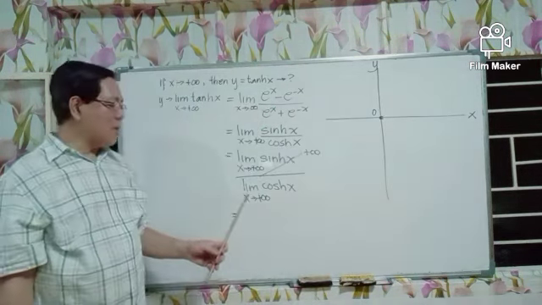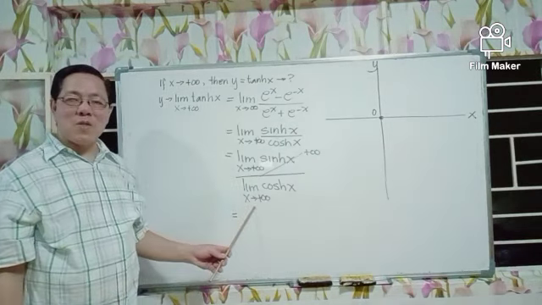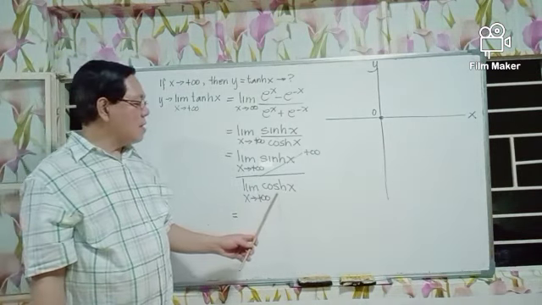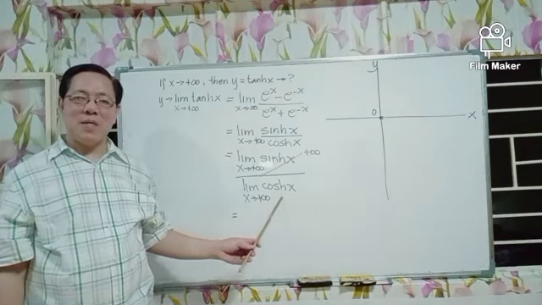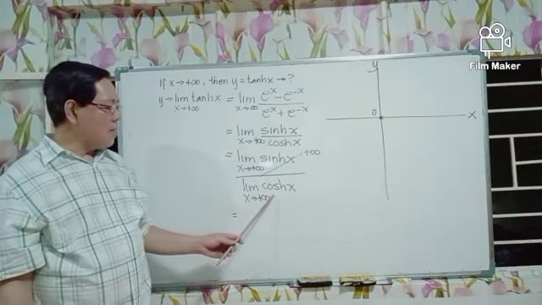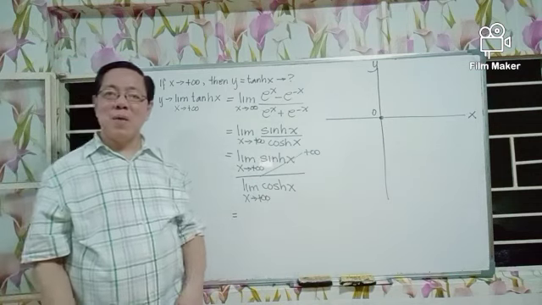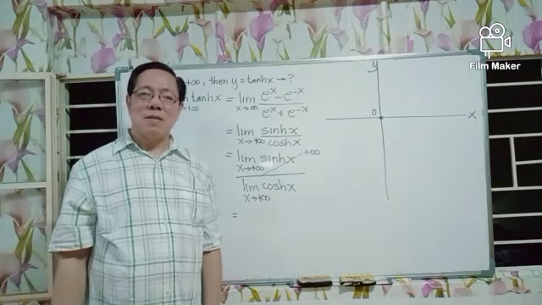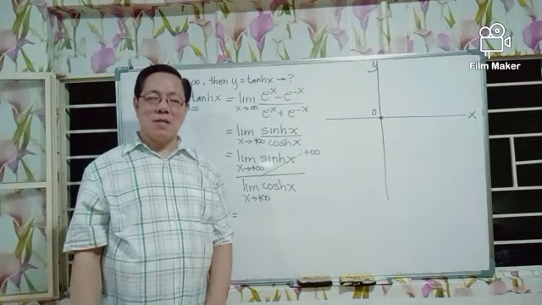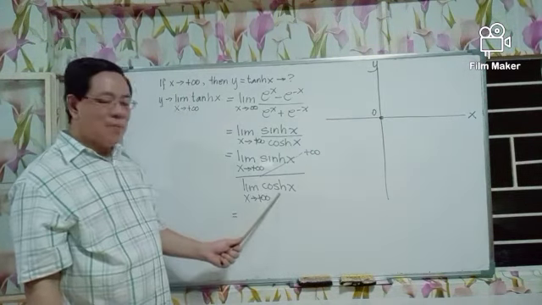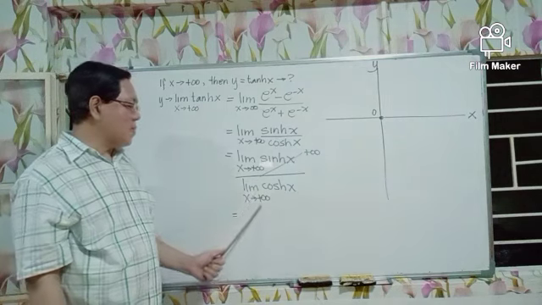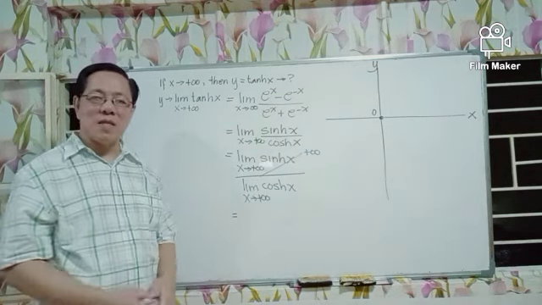Similarly, we have shown earlier that as x approaches positive infinity, the value of the hyperbolic cosine of x approaches positive infinity. And this is from the point after x equals 0. So the limit of hyperbolic cosine of x as x approaches positive infinity is positive infinity.